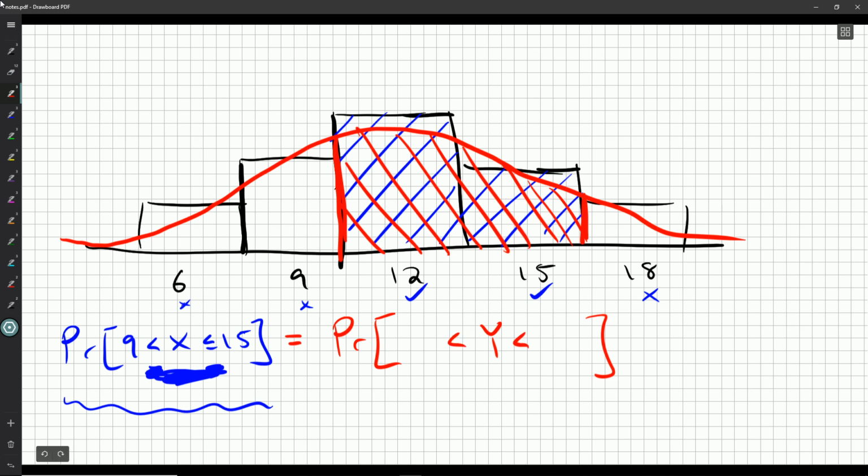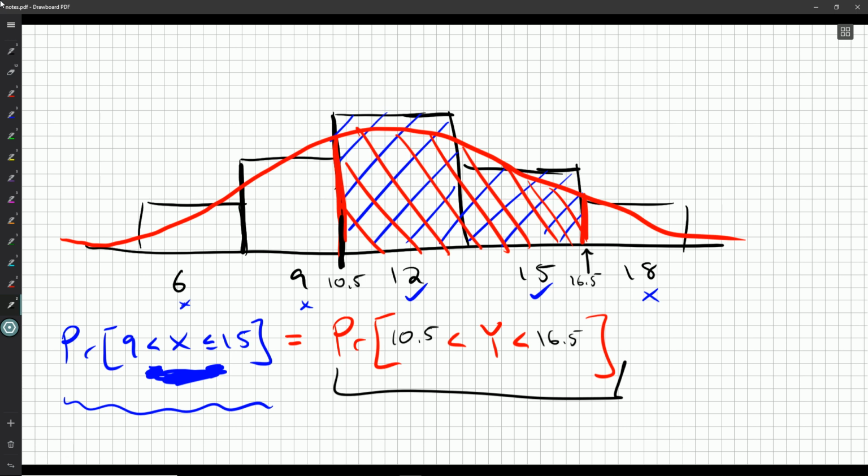The only question is, what range of values for y are we representing? This is why we want to draw our histogram well. We realize we start over here halfway between 9 and 12. You can work it out, that's going to be 10.5. And our area stops here halfway between 15 and 18. That's 16.5. So that's the range of values that we want y to be. y can be any value between 10.5 and 16.5. Of course, you could write it as 21 halves and 33 halves. That's fine as well. But this is exactly the answer we're looking for.